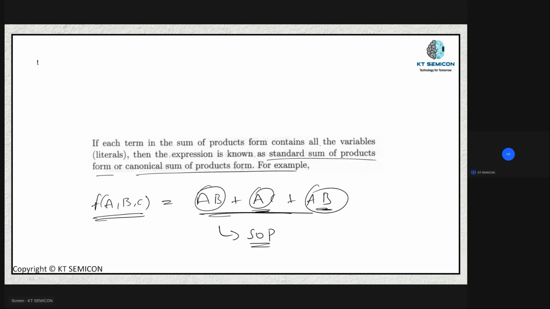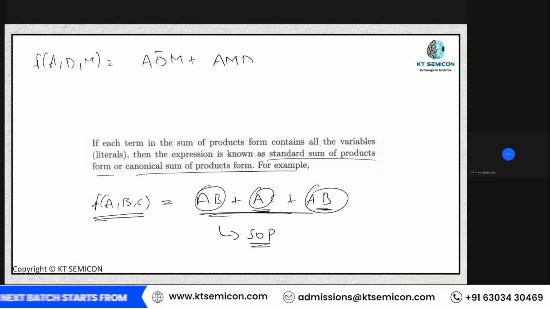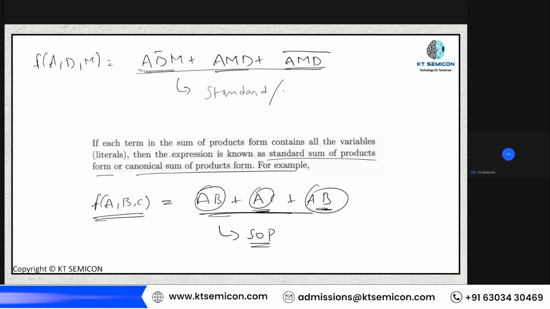Now, let's say we take F of A, B, C, and it is represented as AB C bar plus ABC plus A B C whole bar. Let's say this is my expression. This is said to be a canonical or standard form because in each product term I am having all the variables. That's why it is known as a standard or canonical form of representation.